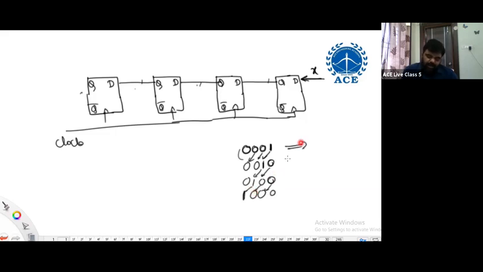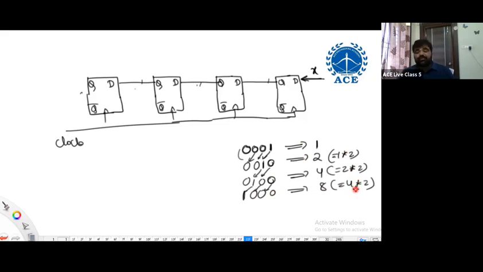If I read the register content: here it is 1, here it is 2, here it is 4, here it is 8. Then what is this? Multiplication. So when you are shifting left the contents by appending 0 in the LSB, it is a multiplication by 2. The register contents are divided by 2 when you are shifting right, and when you are shifting left, it is multiplication.